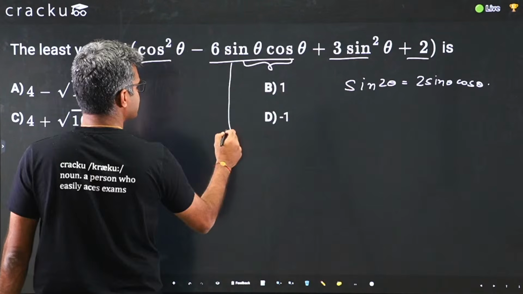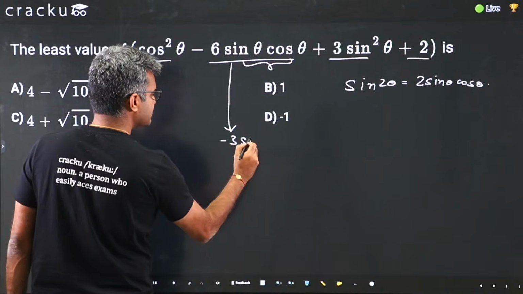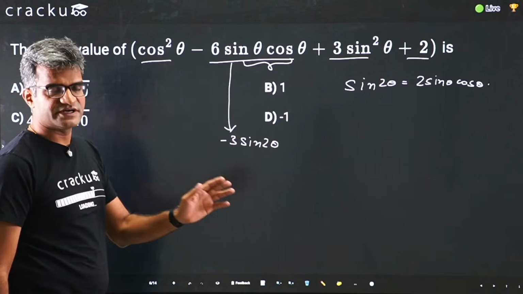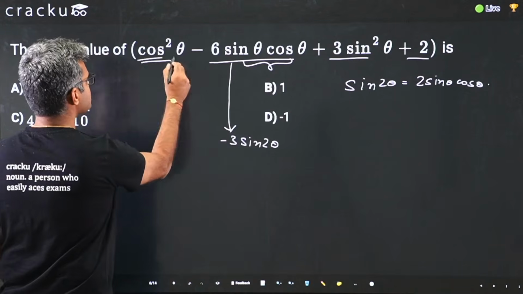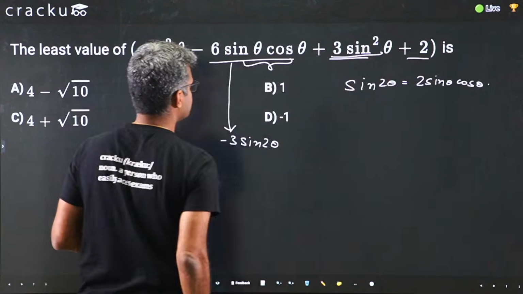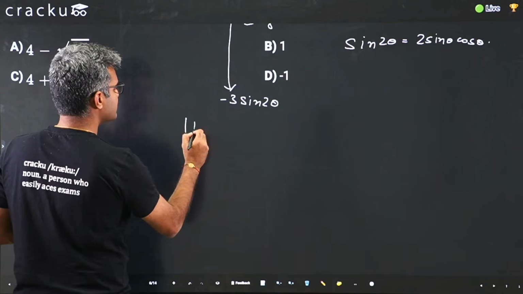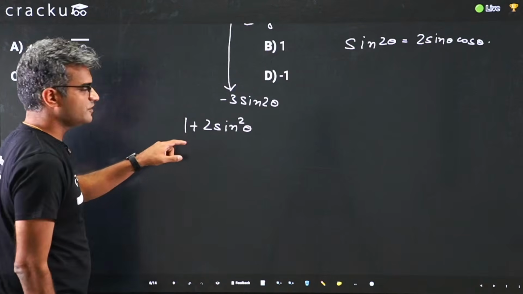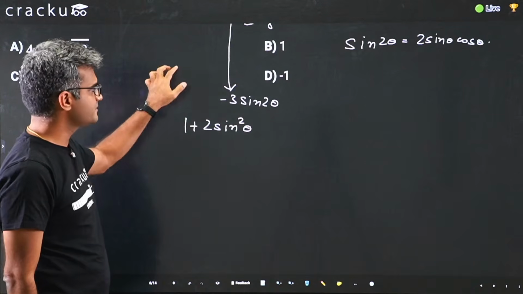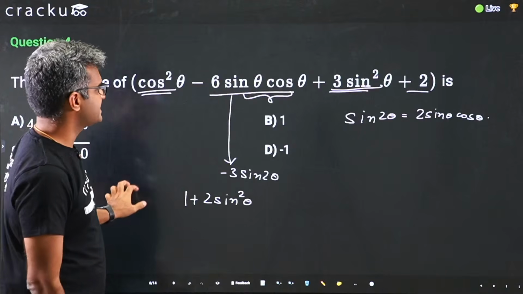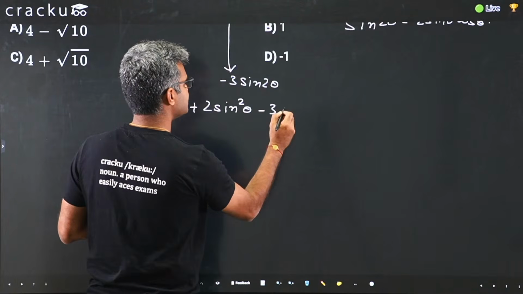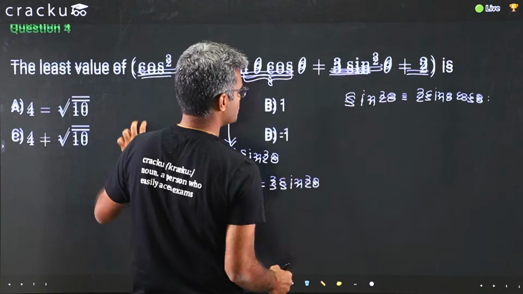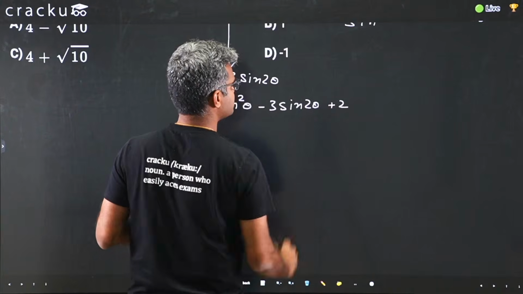This is basically minus 3 sin 2 theta. We also know that cos square theta plus sin square theta is equal to 1. So cos square theta plus 3 sin square theta will be equal to 1 plus 2 sin square theta. This is the value of cos square theta plus 3 sin square theta. We have minus 6 sin theta cos theta, so that is minus 3 sin 2 theta, and we have a plus 2. So this is the given expression.